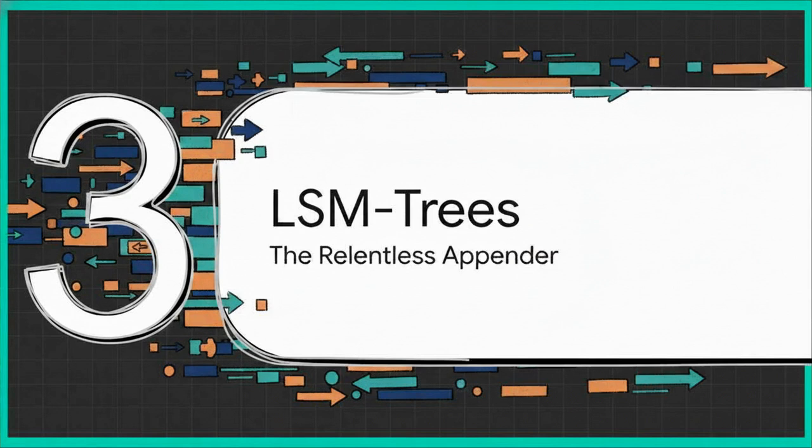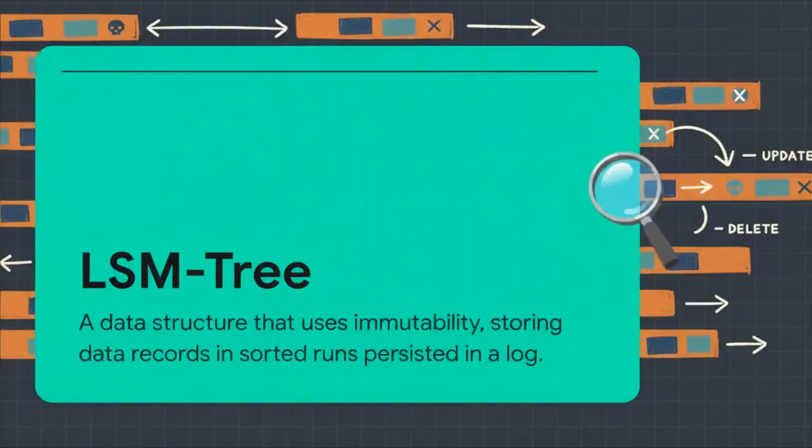Now let's flip the script and look at a completely different philosophy. Meet the log-structured merge tree, or LSM tree for short. If the B tree is the meticulous organizer, this is the relentless appender. An LSM tree throws the whole idea of in-place updates right out the window. Instead, it treats the database like a journal, an append-only log that you can only write to the end of.